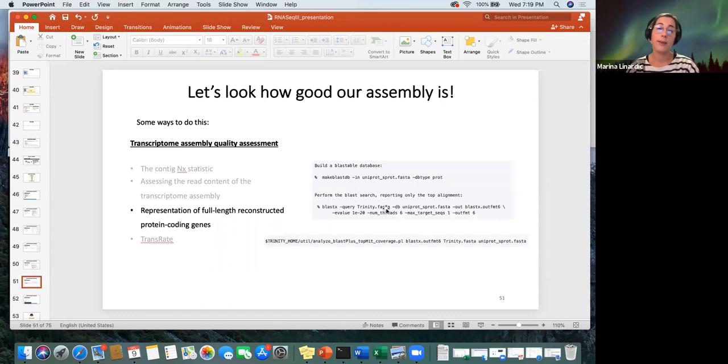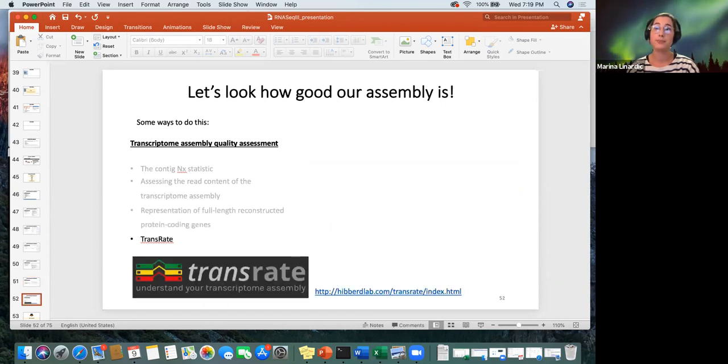Another one is called Transrate, and Transrate is practically a software developed by a lab at Cambridge that is really good at understanding what the assembly quality is, and it does this in a few different ways. So it inspects the contig sequences, it maps the reads to the contigs, and then it inspects the alignment. So it does number 1 and number 2, what we talked about in the beginning.